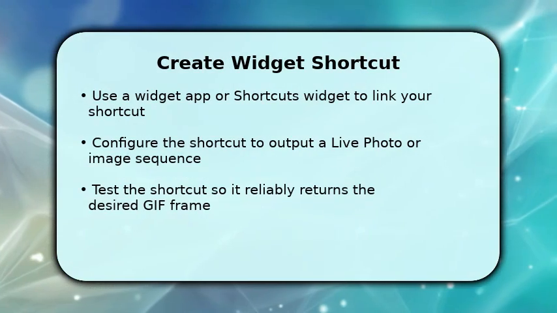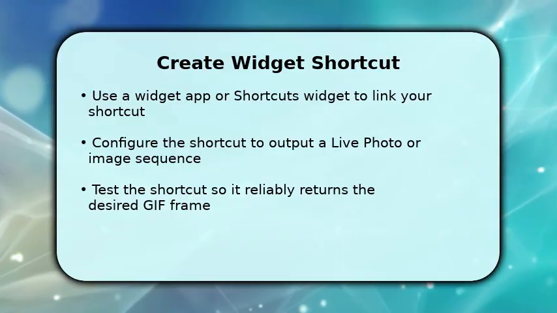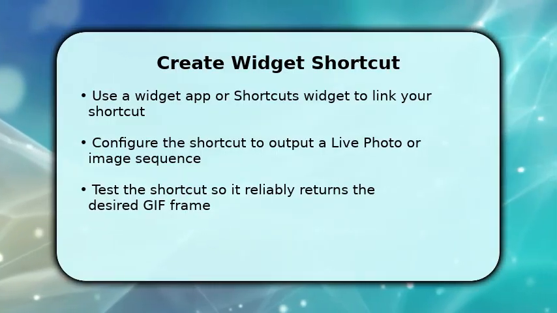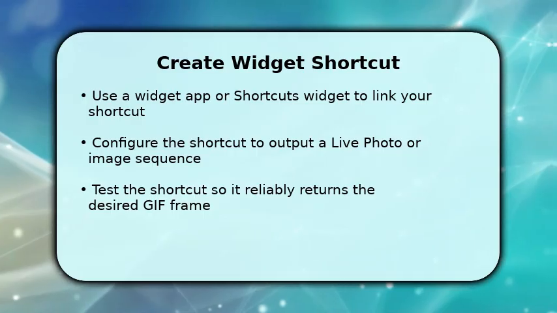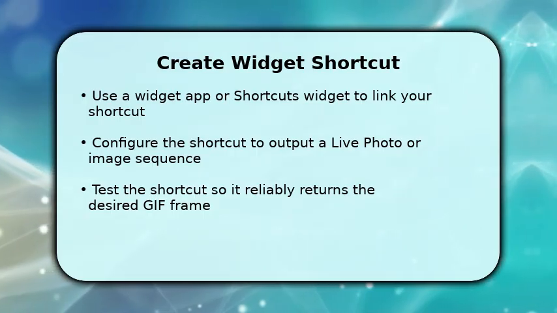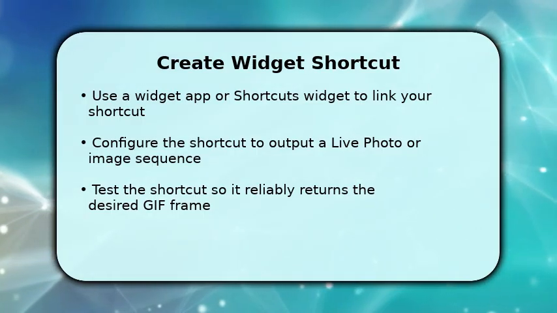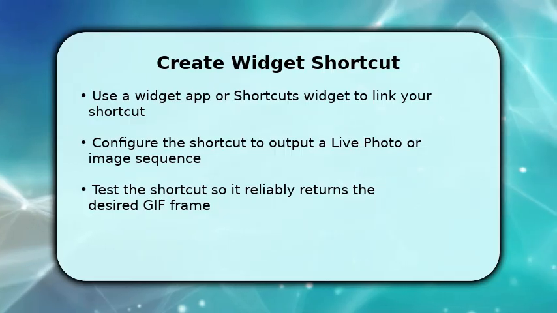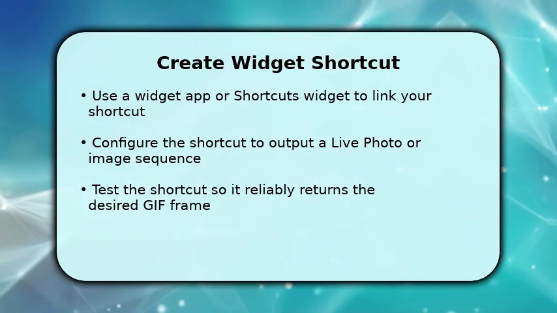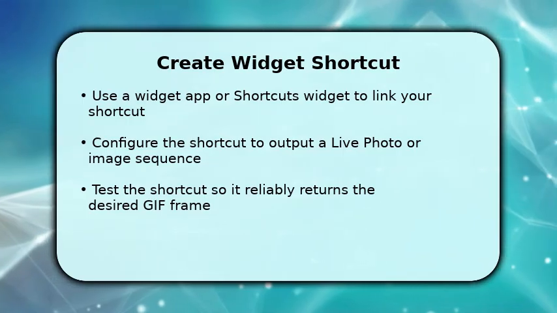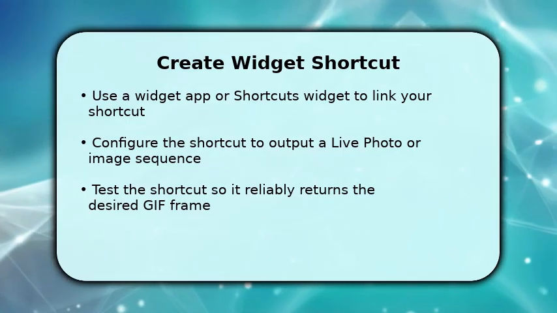Now you create the actionable widget item. Open a widget hosting app or use the Shortcuts widget. Add a new widget slot and select the shortcut you built. In Shortcuts, ensure it exports a live photo or single-frame PNG sequence because iOS home screen widgets require static assets. Some apps convert GIF into rotating images.